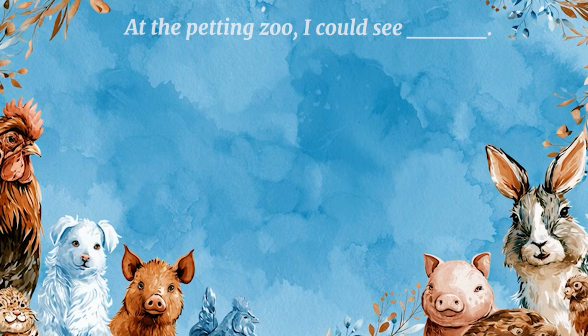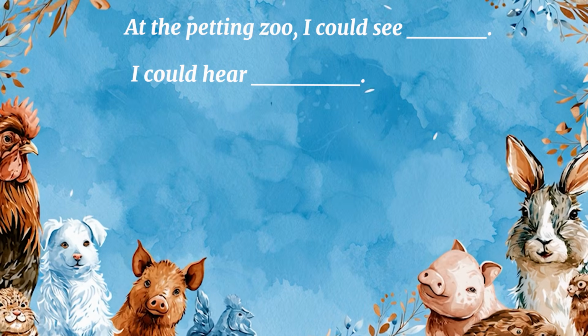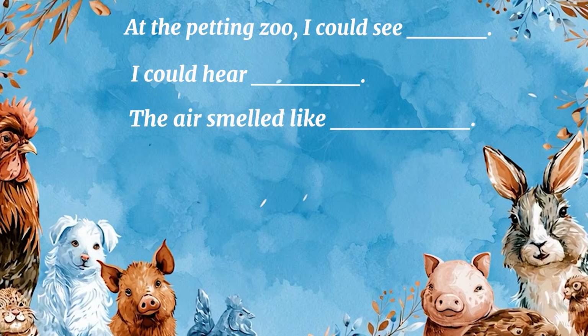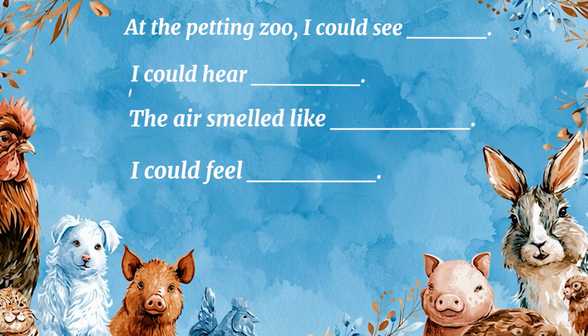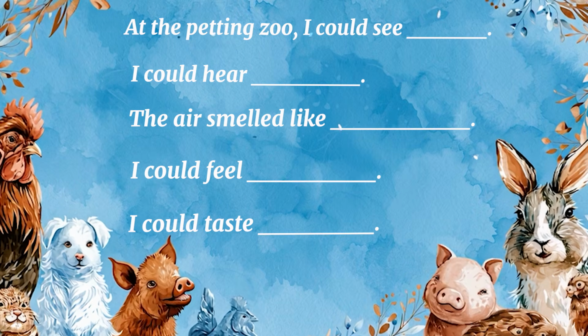When you've finished your list, fill in this template to complete your own descriptive sentences. At the petting zoo, I could see blank. I could hear blank. The air smelled like blank. I could feel blank. I could taste blank. Fill in the blanks with your favourite ideas. But you don't have to stick with the template. To challenge yourself, you can write an even more creative paragraph of description that uses all 5 senses. Here's one that I came up with earlier.